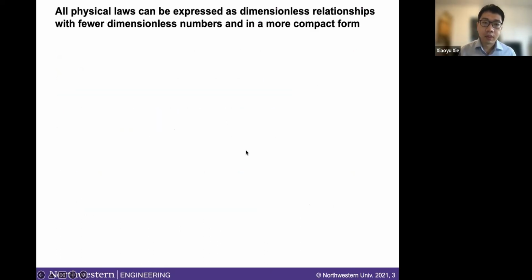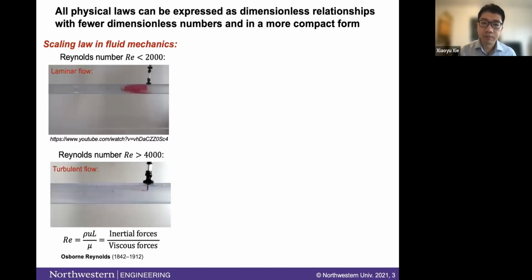And let's begin. All physical laws can be expressed in dimensionless relationships using fewer dimensionless numbers and in a more compact form. In fluid mechanics, it is well known that the Reynolds number is very famous, and we can use the value of the Reynolds number to distinguish the flow pattern, like laminar flow or turbulent flow. The Reynolds number was discovered by Osborne Reynolds in 1883. This number relates to 4 physical quantities: the density, the velocity, the length, and the dynamic viscosity. By combining these 4 parameters, we get one dimensionless parameter, which is a ratio between inertial force and viscous force.